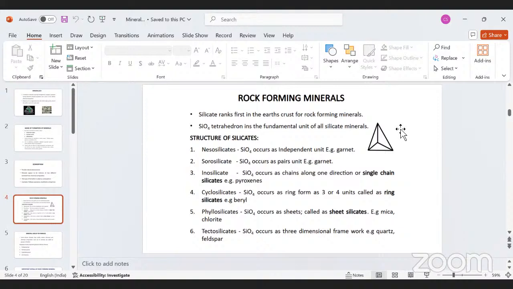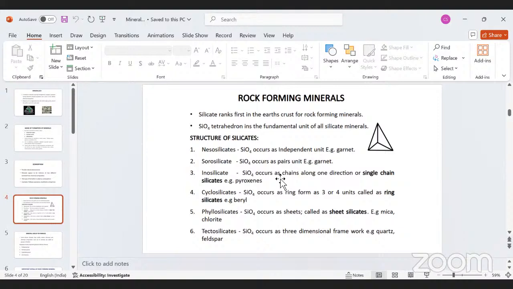you see here the SiO4 occurs as an independent unit. Anywhere you can see quartz, SiO2 and SiO4, there is a differentiation. I'll explain that also. The silicon and oxygen relationship has tetrahedra, and a tetrahedra link will be there between these two.